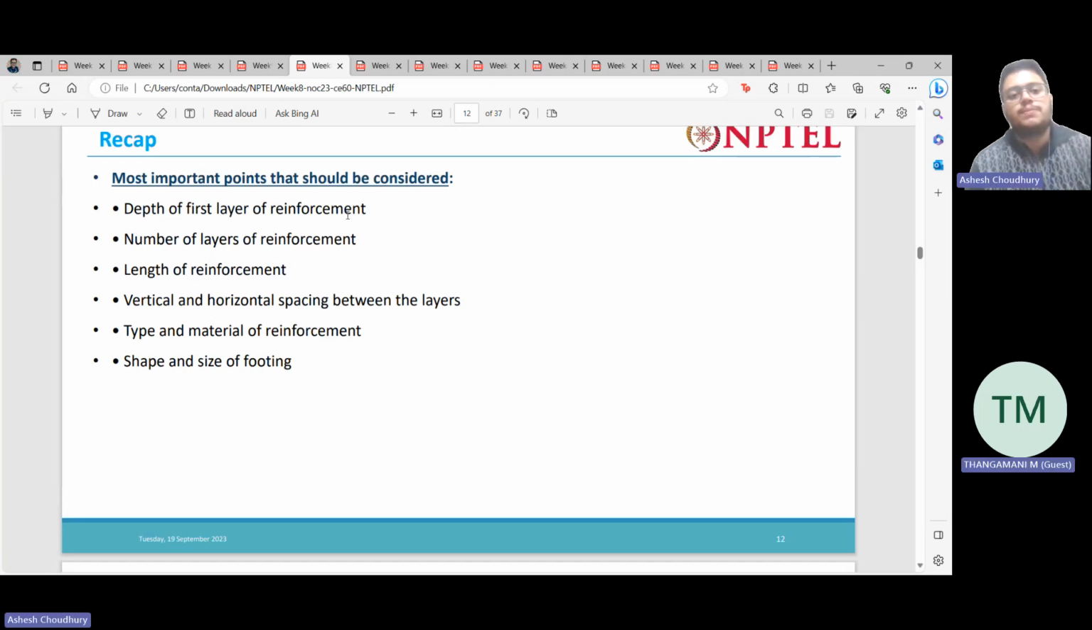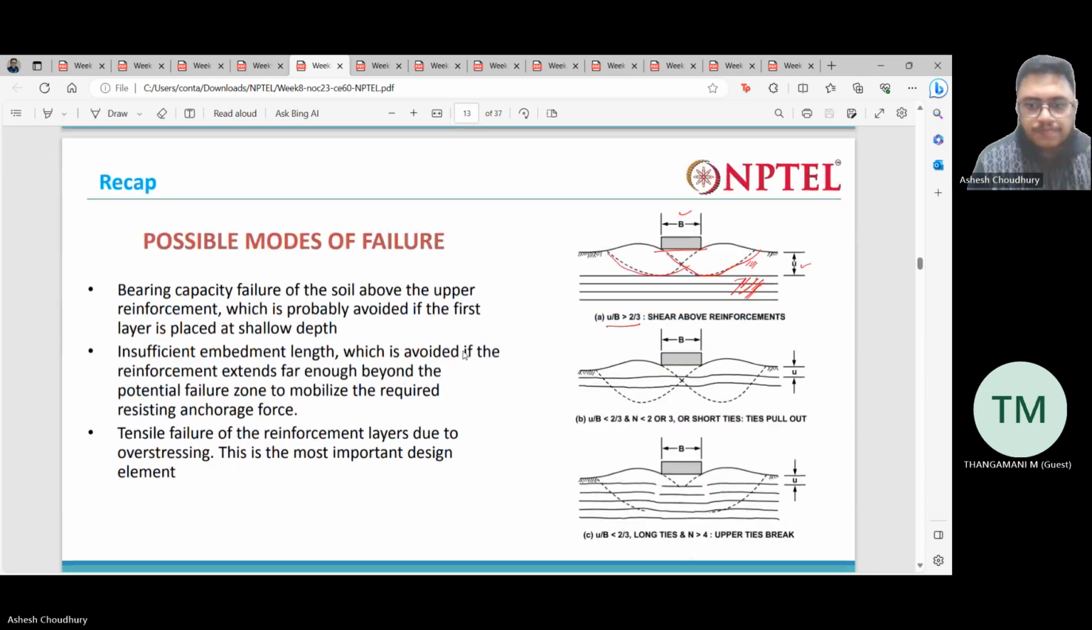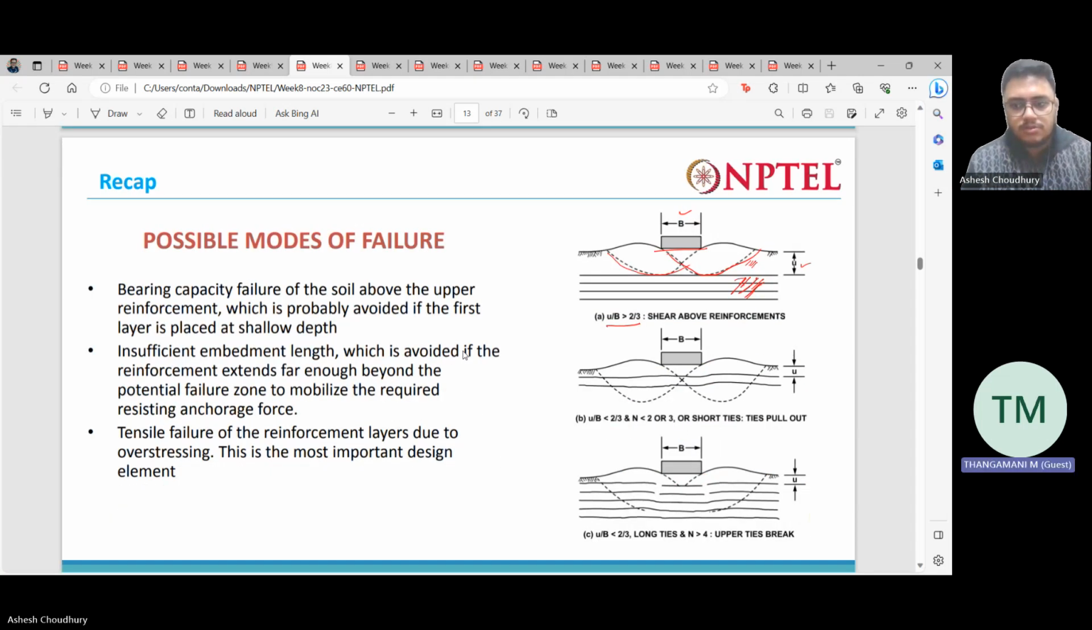What are the most important points we should consider when we decide to reinforce the soil to increase the bearing capacity? The depth of the first layer, where it should be placed, the number of layers of reinforcement, the length of reinforcement, the spacing of the layers, the type of reinforcement material, and the shape and size of the footing that you are going to place.